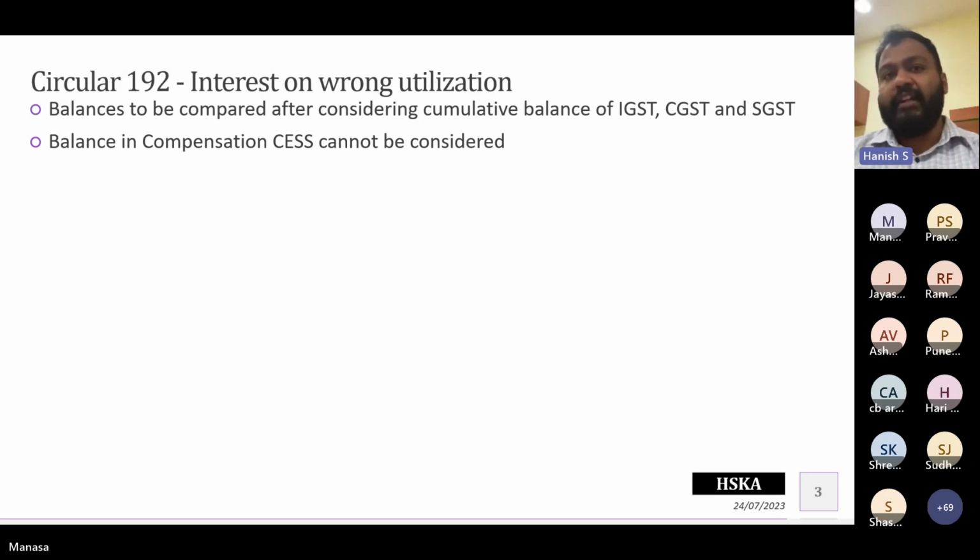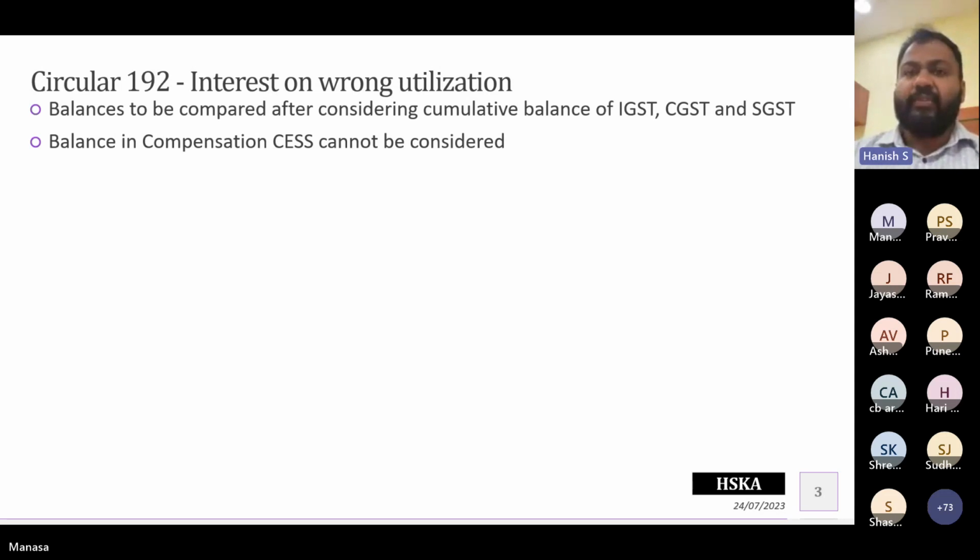So there, circular 192 has come into the picture, which says that IGST liability can be set off against IGST credit, CGST credit or SGST credit. The system is also designed in such a way that you can first utilize only the IGST credit and then go forward and utilize the CGST and SGST credit. So even if I take a wrong credit in IGST, there is a possibility that the IGST balance itself will not be there, because first I have to exhaust the IGST balance.